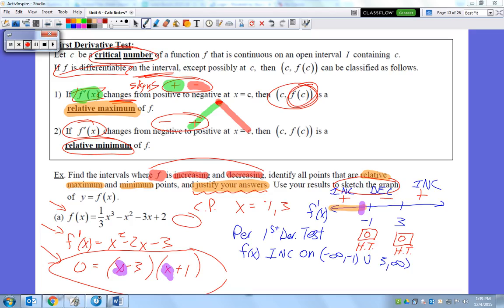Yeah, no, you're right. 3 to infinity, right? Oh, I thought you meant... Okay, so now f of x decreases on, yes, negative 1 to 3. Now let's answer the next part.